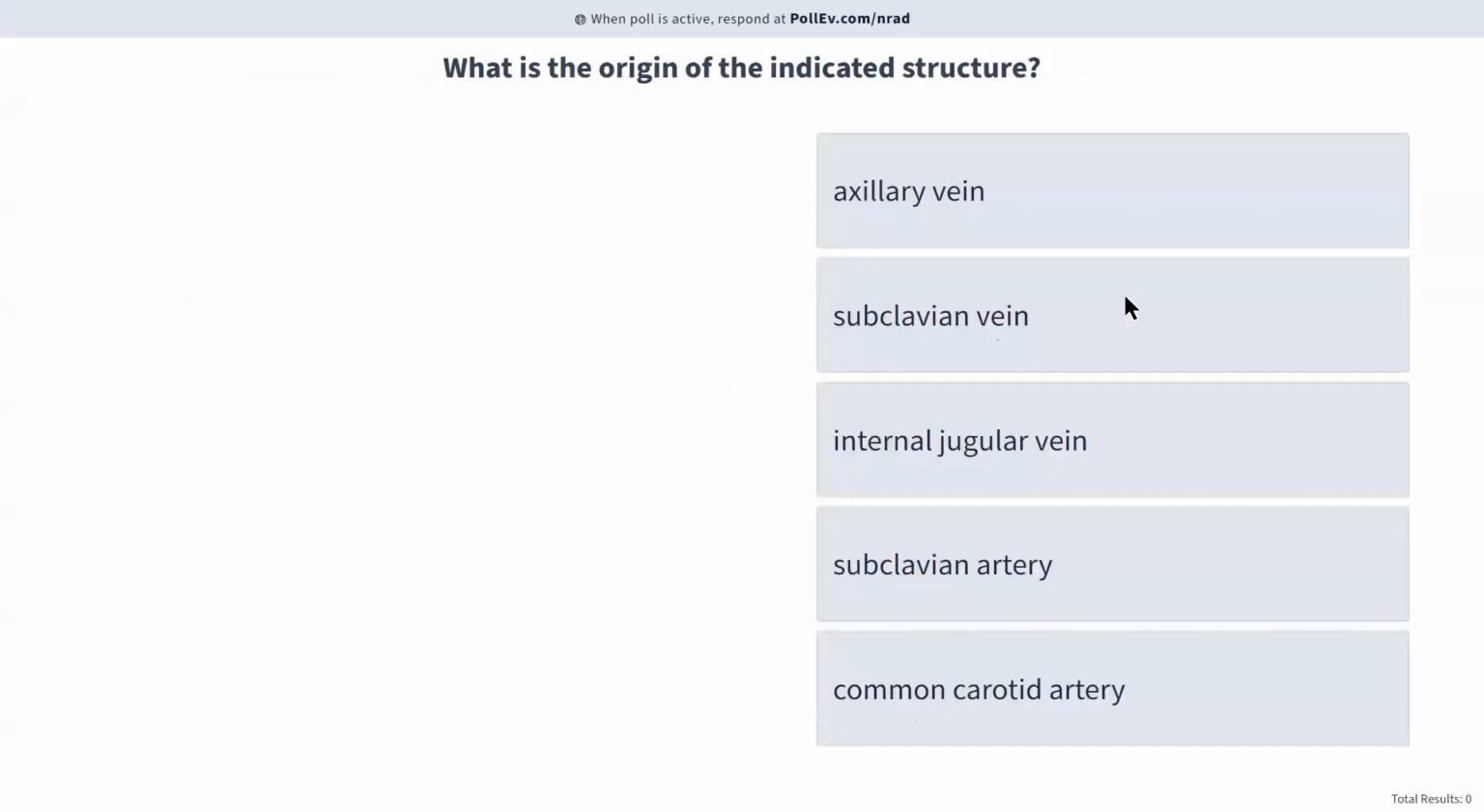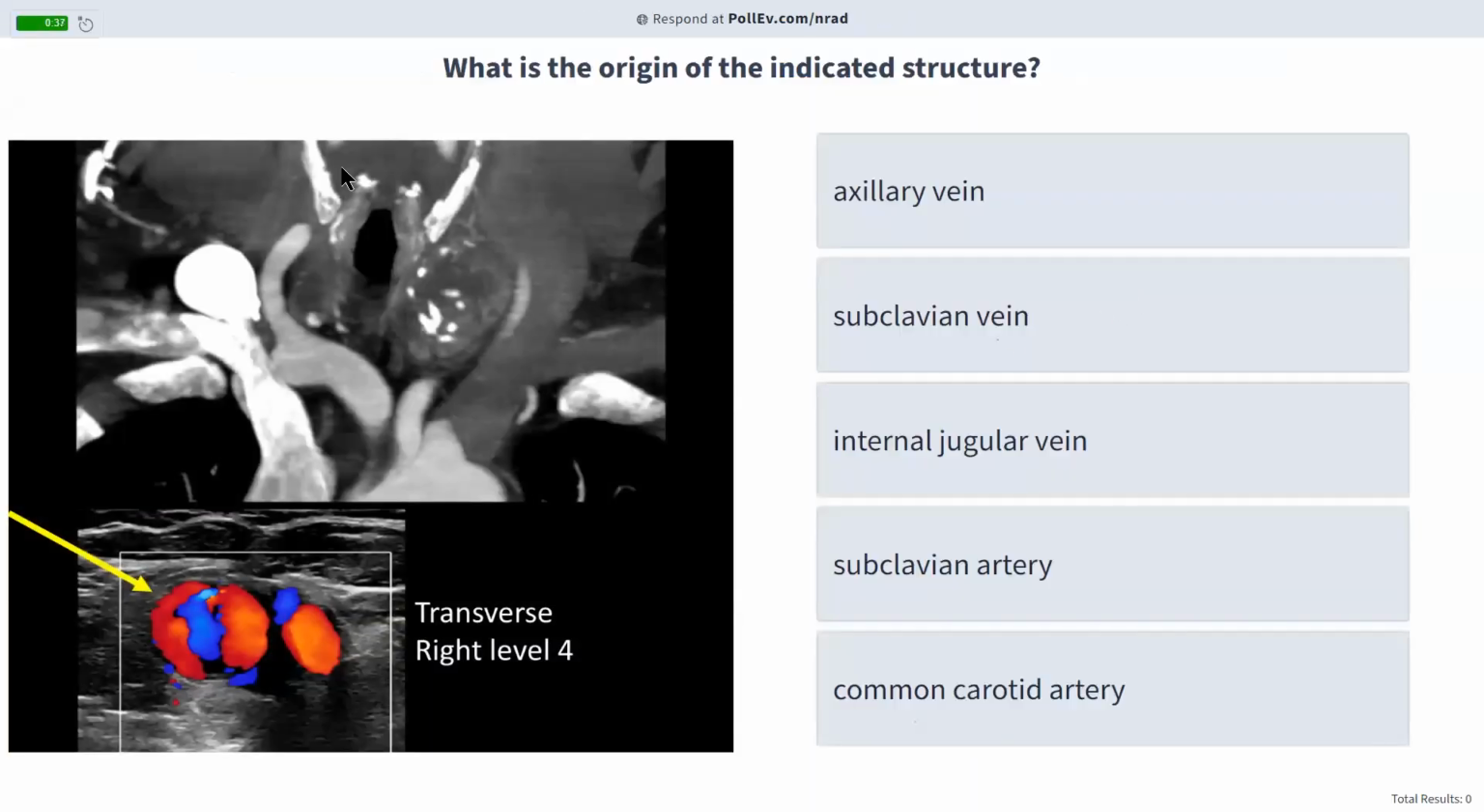What is the origin of the indicated structure? We have a coronal CT angiogram and a transverse ultrasound duplex or color Doppler image at right neck level 4.